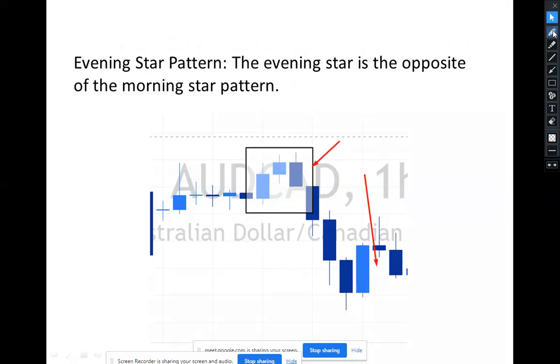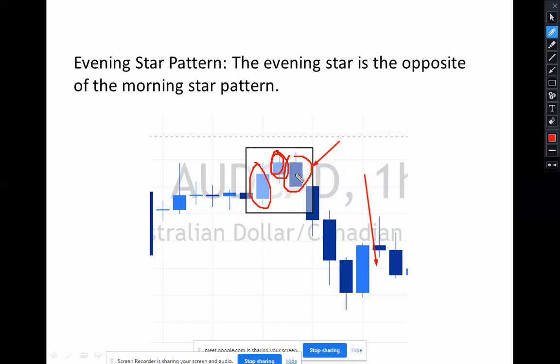Then the next one is the evening star pattern, which is the opposite of the morning star pattern. A long bullish candle, followed by a small candle. It can be a small green candle, a small red candle, or a doji candle, followed by a long red candle. The buyers are pushing the price higher, but this time the candle forms like an indecisive one, whereby the sellers and buyers cannot decide, so they have to wait for some time.